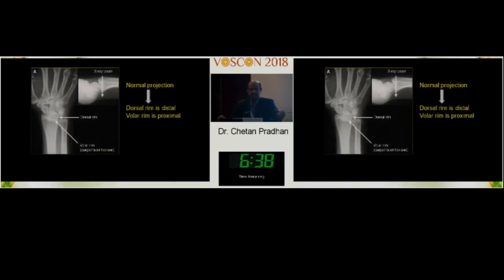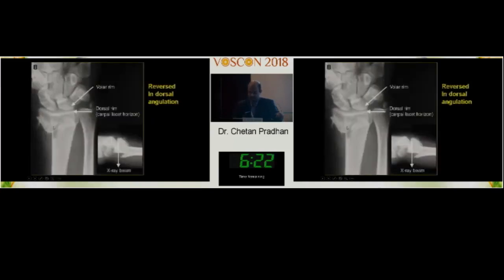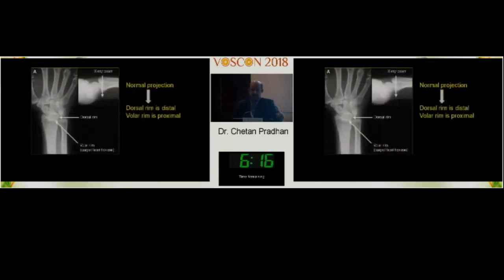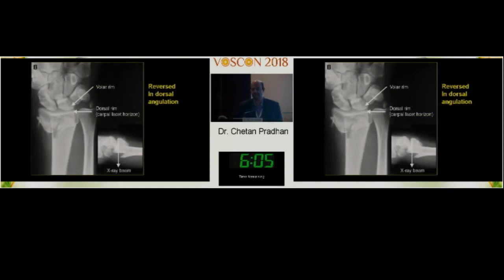What needs to be seen is when you take a standard PA view, the dorsal rim is actually distal and the volar rim is proximal because of the angulation of the lower end of radius. If this relationship, the dorsal which is distal and the proximal volar, is reversed when you have a fractured distal radius angulated dorsally. So this is what we need to remember.